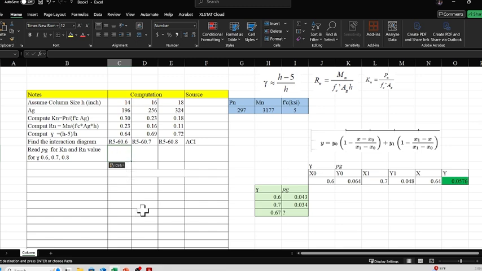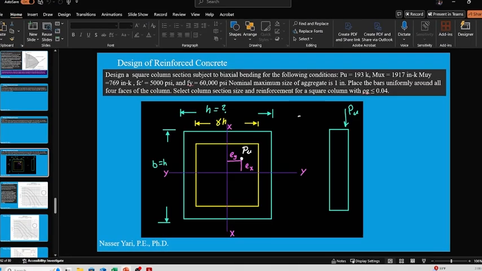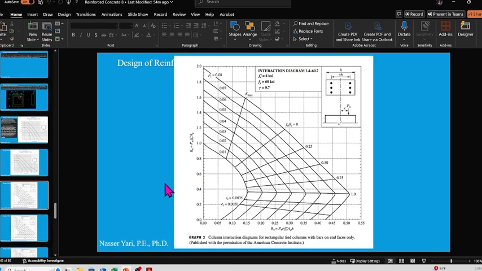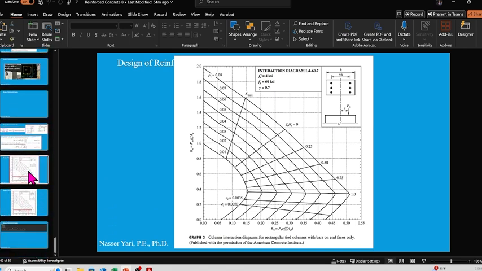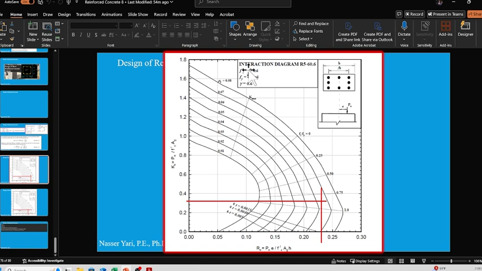And we're going to look at R560.6. I did put that in a PowerPoint, so it's easier because I can draw the line. Let me see if I can find it. That's not it. I don't know where I put it. Okay, there it is. This is R560.6.